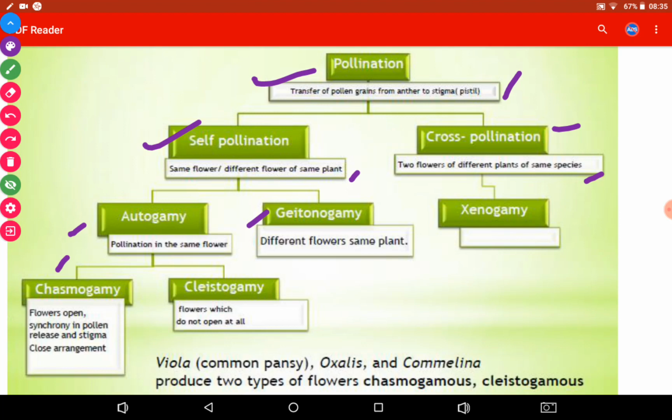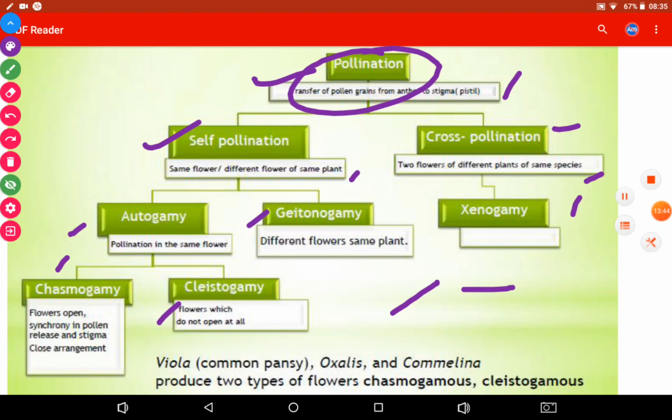And this is the summary of all types of pollination. Pollination is classified into self and cross pollination. The definitions of the different types of pollination are also given along with their types. So this is self pollination. Self pollination is autogamy and geitonogamy. Autogamy is also classified into two categories: cleistogamy and chasmogamy, and cross pollination is the one and only type, xenogamy. Okay, so this is the outline summary of all types of pollination.